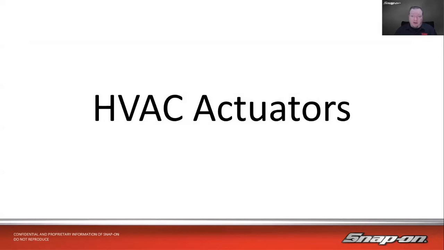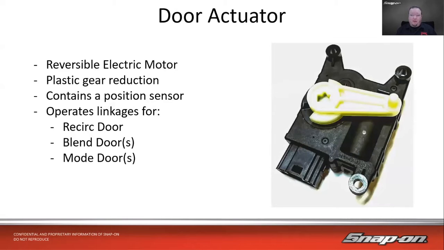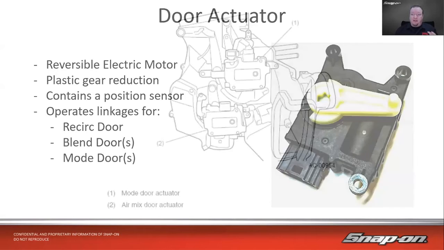And the last one we're going to talk about before we go on the tool is going to be HVAC actuators. If you saw the lead video that I played before we started here, HVAC actuators move the mode doors and such inside there. It is a reversible electric motor. Inside there is usually a plastic gear, so you have some sort of gear reduction between the motor and the actual arm. It contains a position sensor as well, so the computer knows where it is. And it operates linkages for the recirc door, the blend door or doors, mode door or doors, etc. Any of the things that move in here.